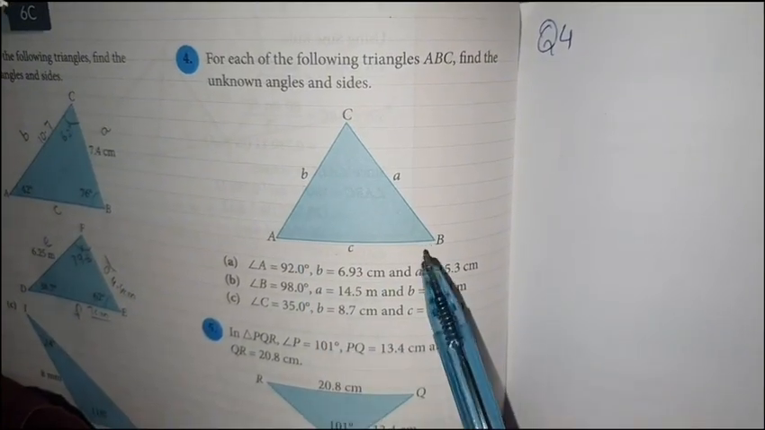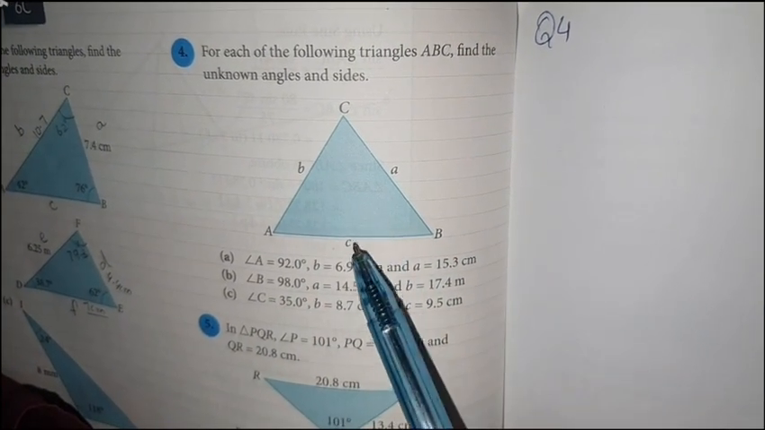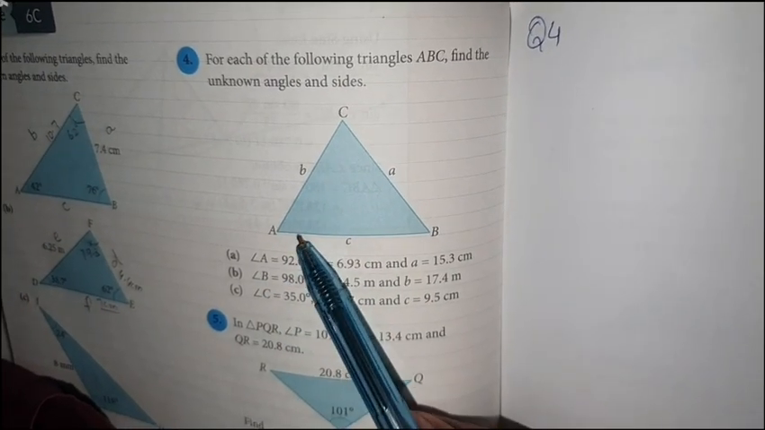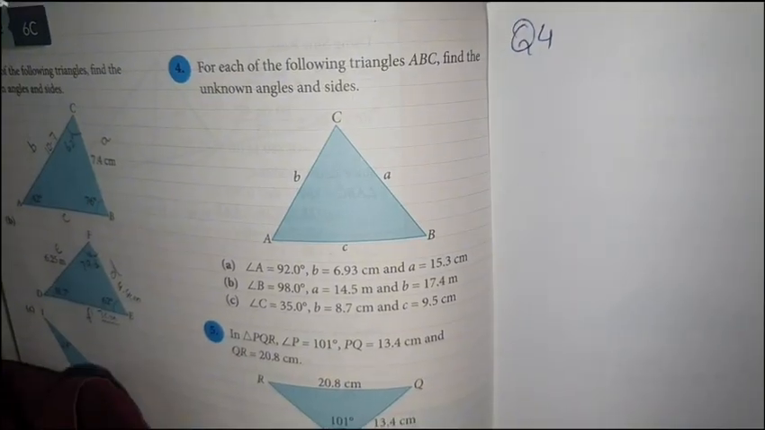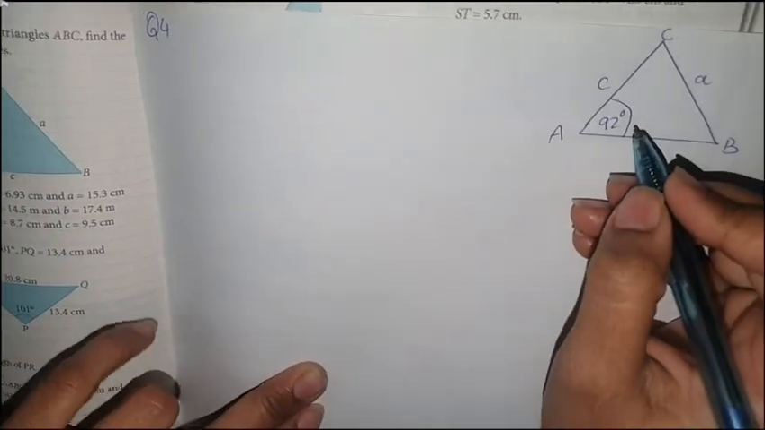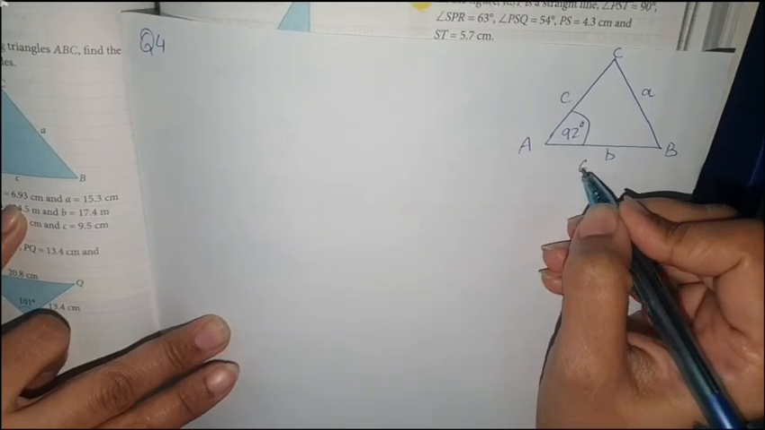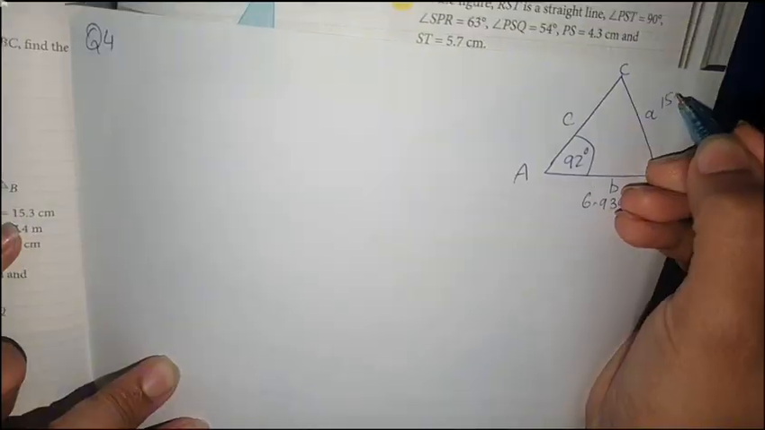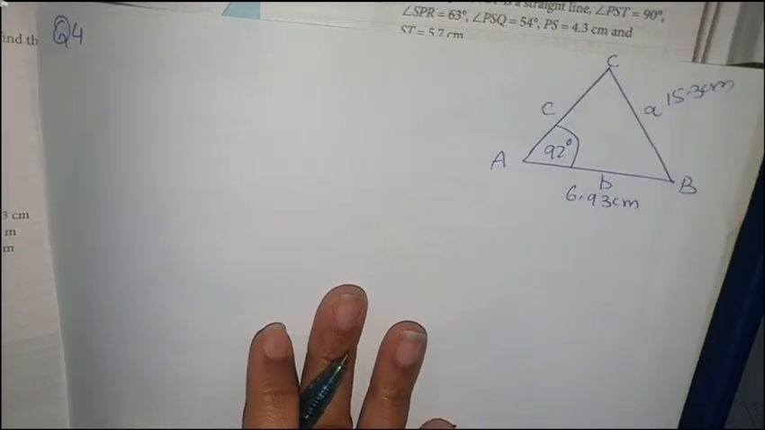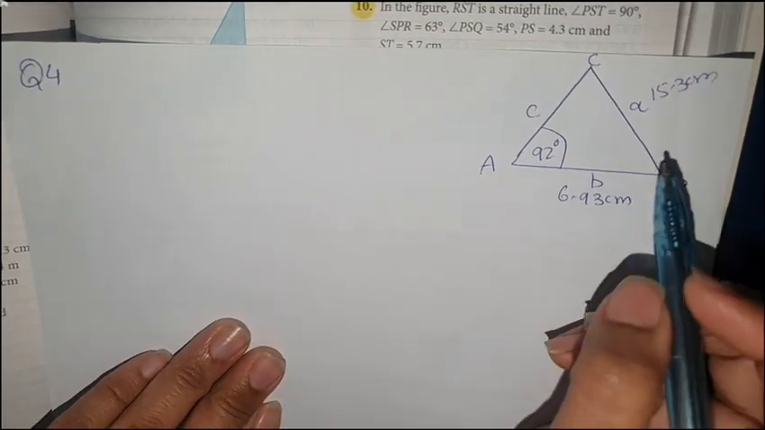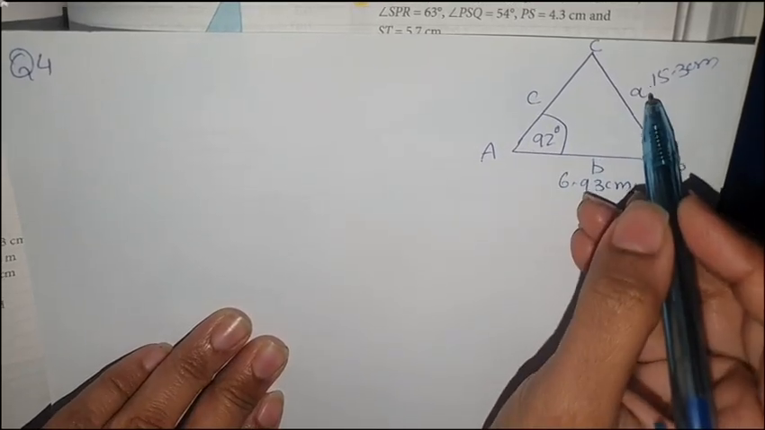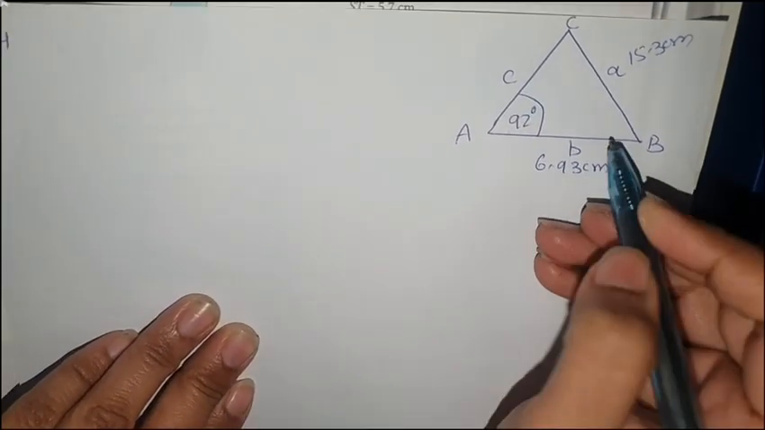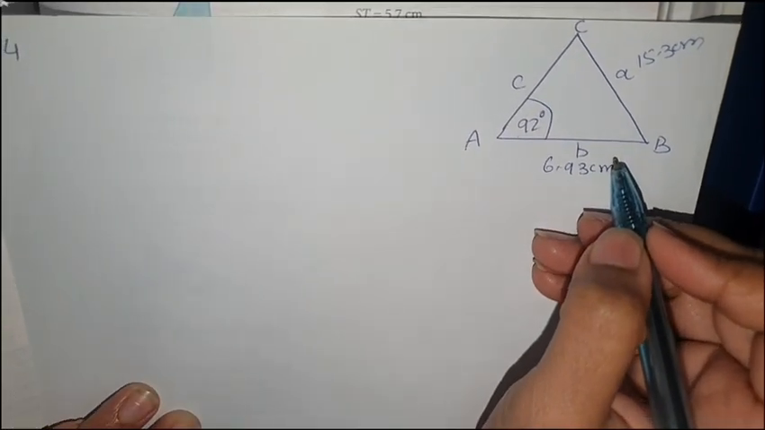This is a triangle ABC, and these are angles and these are sides, and we have to find out the unknown. Okay, angle A is 92 degrees. I'm drawing over here. This is 92 degrees, and side B is 6.93 centimeters, and side A is 15.3 centimeters. Okay, now we have to find out the unknown. We know angle A and side A both, and we know side B.